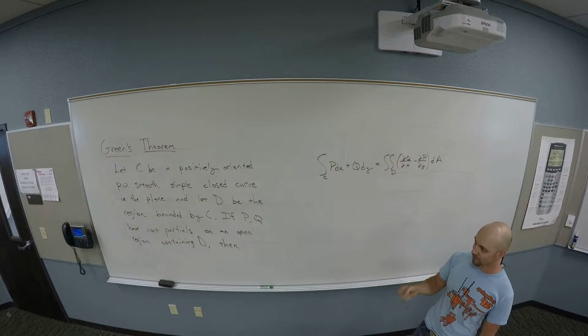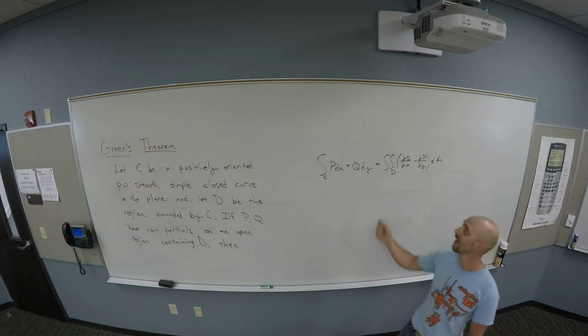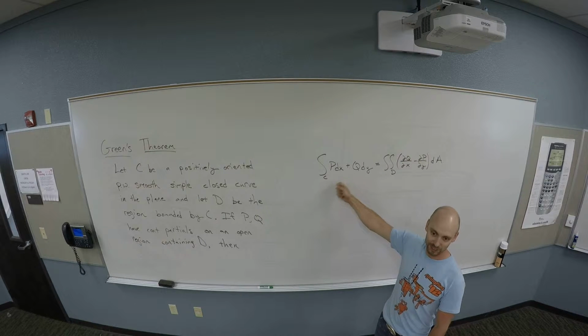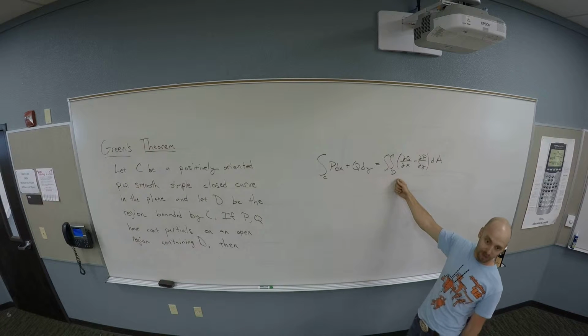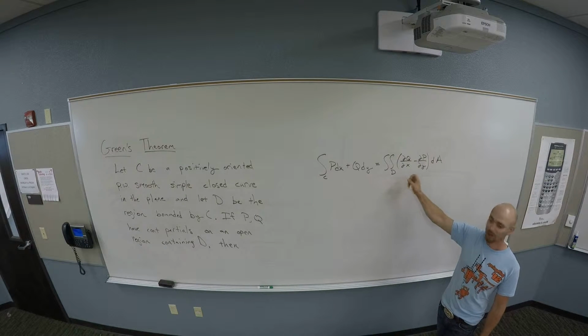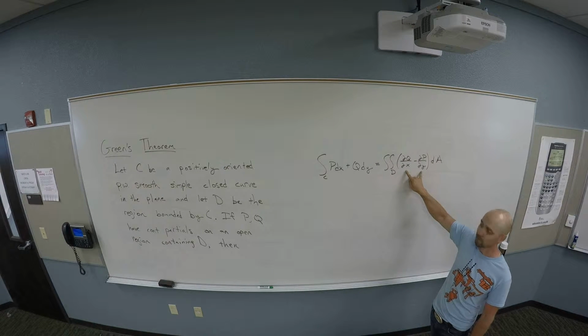If P and Q have continuous partials on an open region containing D, then the line integral over C of P dx plus Q dy is the double integral over the region D of the partial of Q with respect to X minus the partial of P with respect to Y with respect to area.